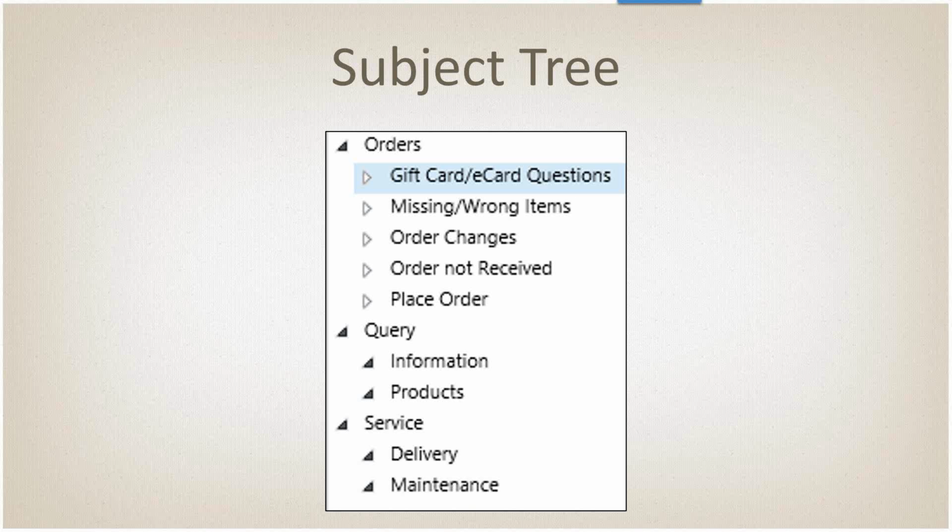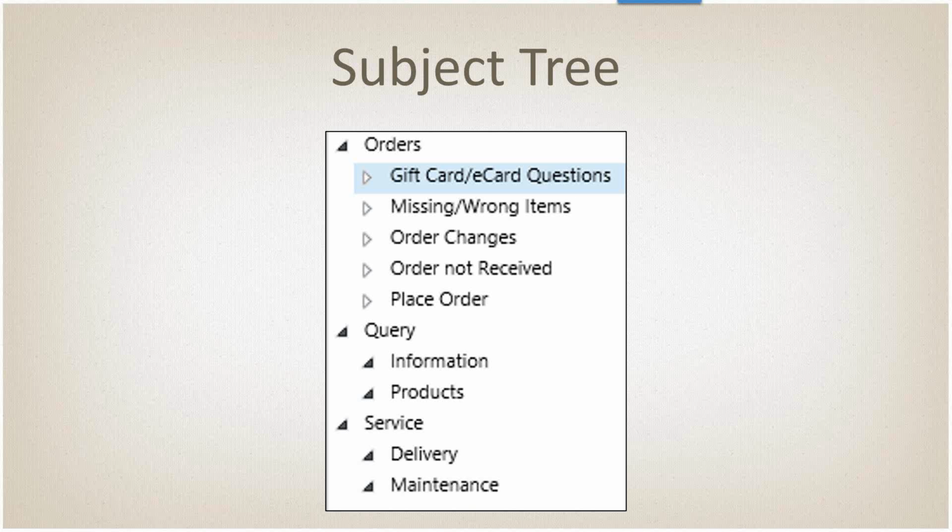Now, subjects are, again, I think, very underutilized, and they're very, very important for you to realize what type of data you're consuming. It's called a subject tree because, as you can see, there is a hierarchy. So we have a general thing like orders, query, service. Then we have gift card, e-card questions, order changes, order not received, query or information on products, or delivery of service or maintenance issues.